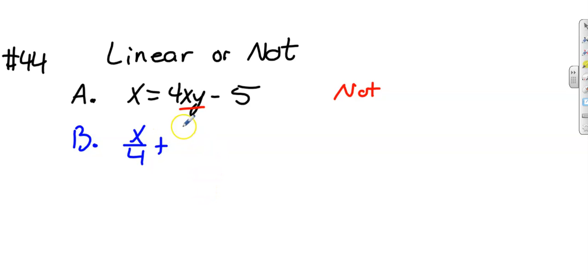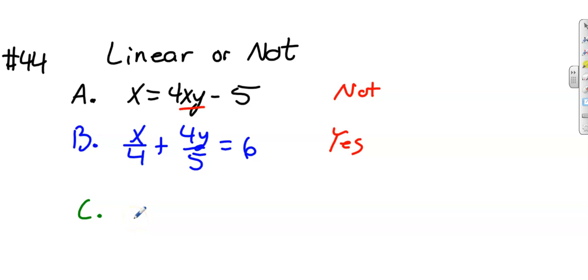x over 4, 4y over 5 equals 6. Yeah, I mean, just look at your notes, right? Now you've got x's and y's, but they're not in the denominator. There's nothing multiplied together. They're all first power. So, linear or not? Yep, it is. Good to go.